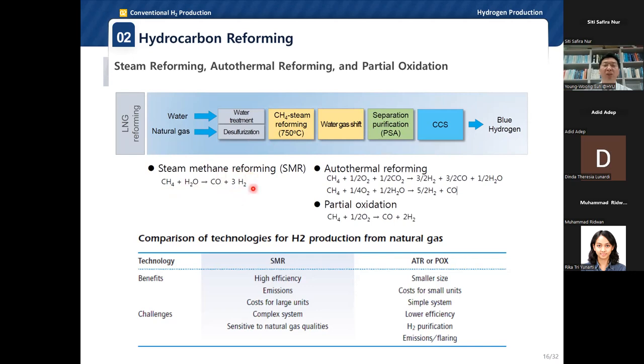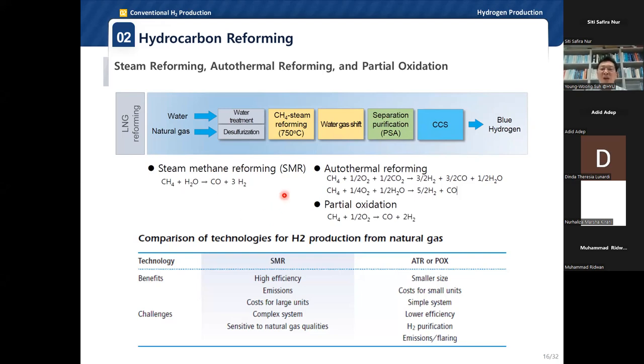This is called syngas. That syngas is shifted to remove the CO, producing CO2. And then finally, PSA, pressure swing adsorption, will be used just to achieve high purity hydrogen. And then CO2 will be captured, underground or at the sea. So this hydrogen is called blue hydrogen. Usually, many people know about the steam methane reforming.